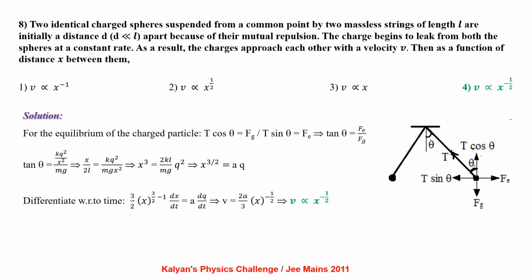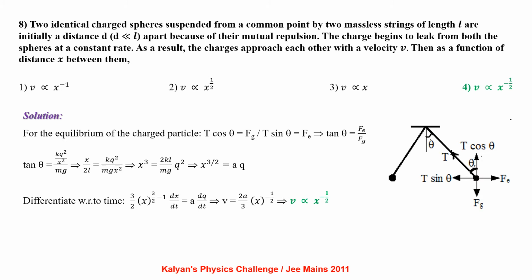Two identical charged spheres suspended from a common point by two massless strings of length L each are initially at a distance d, which is very much less than the length. The charge on the spheres begins to leak from both of them at a constant rate. As a result, the charged particles approach each other with a velocity v.